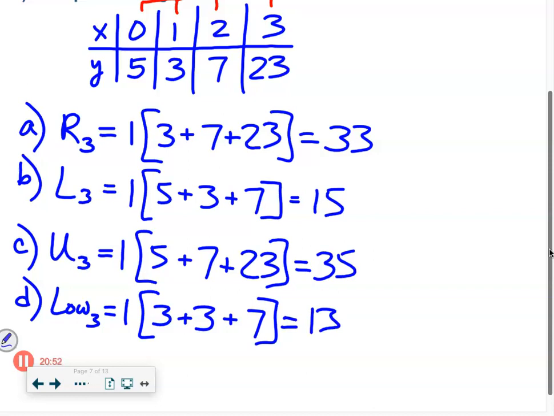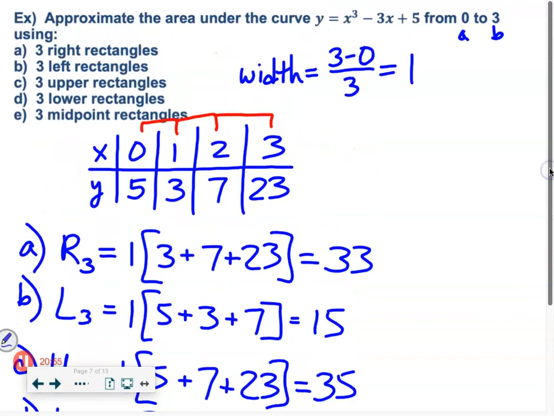Midpoints are a whole different ballgame. When you do 3 midpoint rectangles, you have to make a whole new table.